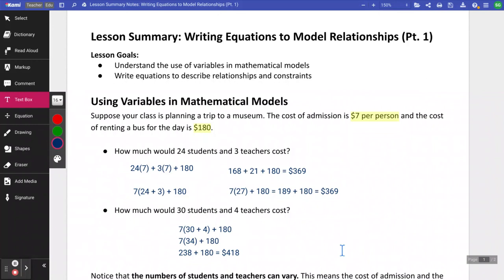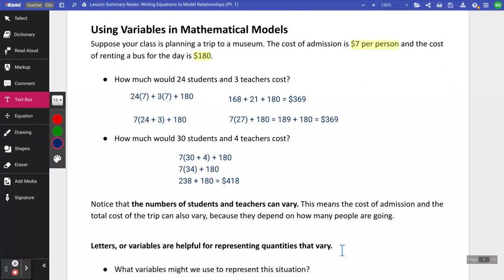Both of my calculations here have $7 and 180 in them. What did vary, and I'll scroll down a little bit, what did vary were the number of students and teachers. How many people are going on that trip? That's definitely something that could change. When it comes to using variables, we can use variables, which are these letters we've been using, for anything that varies or changes in situations.